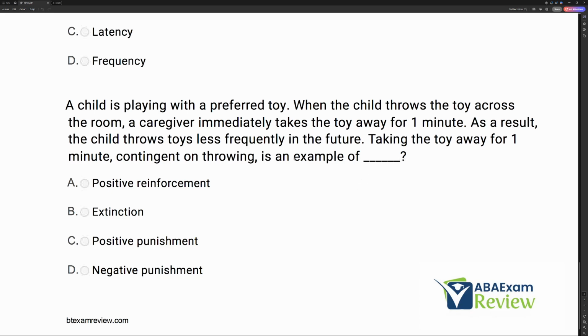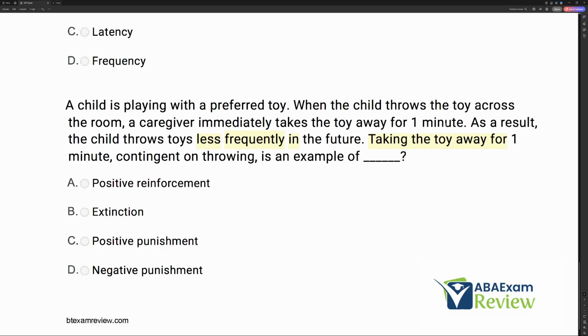All right, so let's think about this, right? We know that we're taking the toy away for 1 minute. Now, that doesn't immediately tell us if this is reinforcement or punishment. We've got to look at how the behavior has changed, right? Well, it says, as a result of taking the toy away, the behavior occurs less frequently. So if the behavior has decreased, it's got to be a punishment or extinction procedure. Can't be reinforcement. Reinforcement only increases.